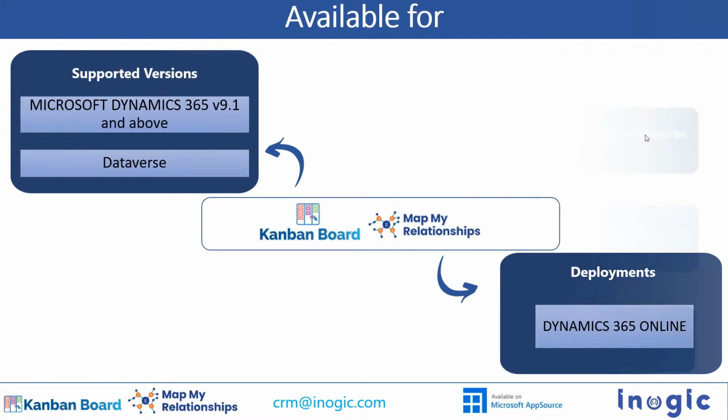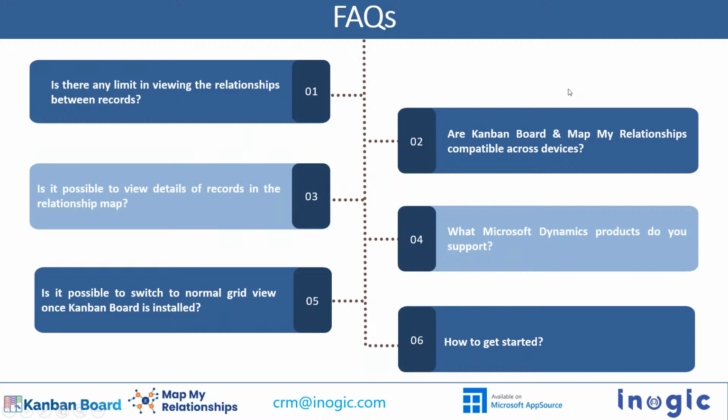Before I open the floor, let me just very quickly run through the most frequently asked questions during my demonstrations. Is there a limit in viewing the relationship between the records? Absolutely no. There is no limit in viewing the relationships between the records. If the relationships are present in the CRM and if you have configured it correctly, there is no limit for that. Are the Kanban board and Map My Relationships compatible across multiple devices? Absolutely yes.